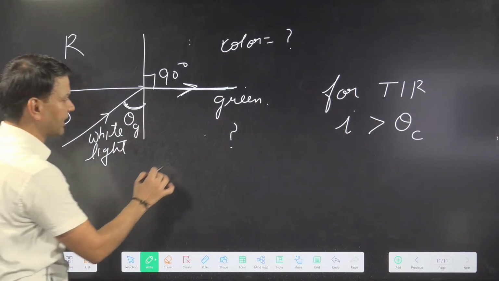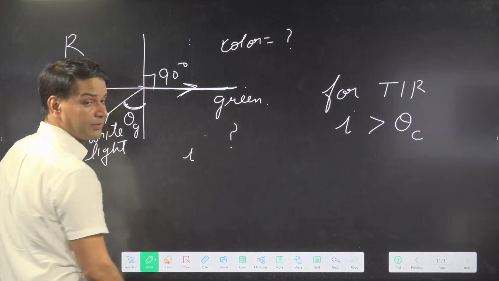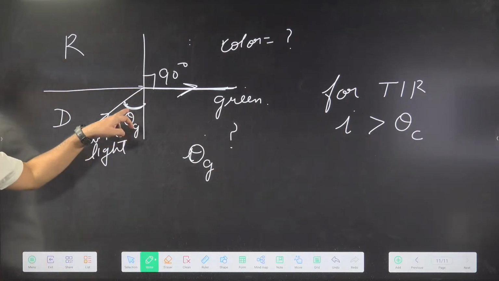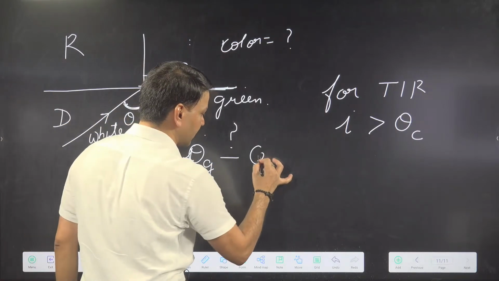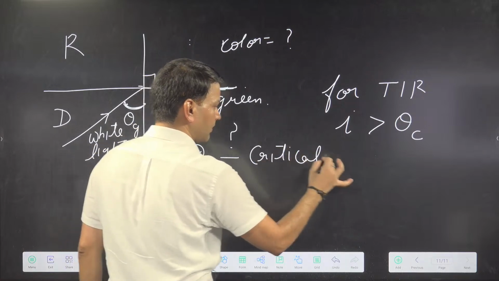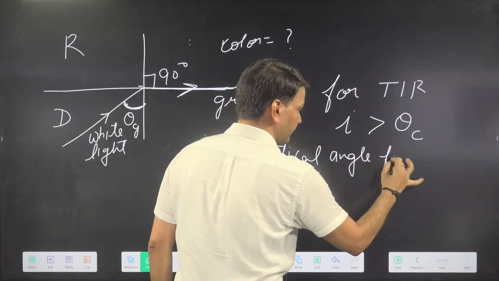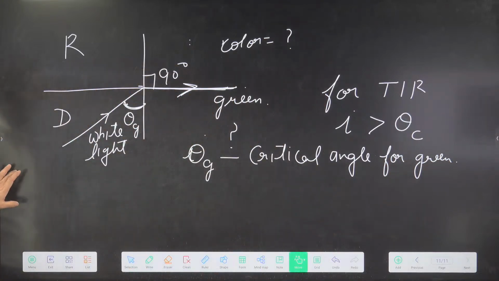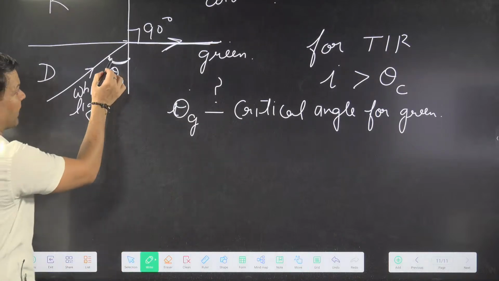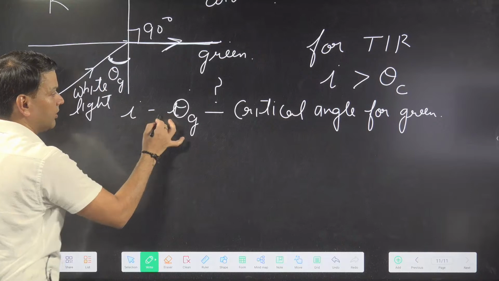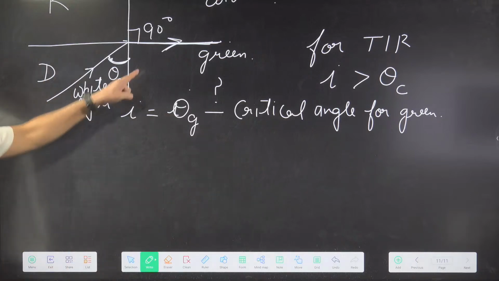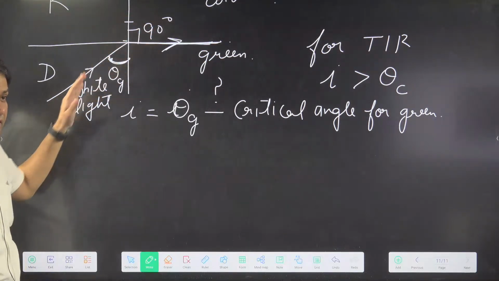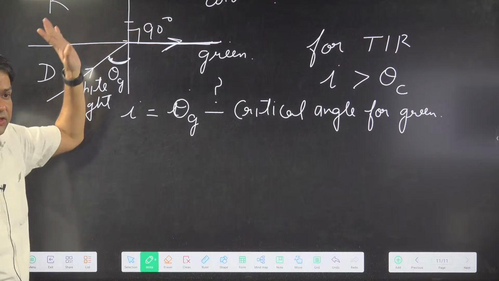Okay. So basically I can say the angle of incidence must be greater than theta C. And the incidence angle is theta green, which is the critical angle. Suppose I am taking theta G as the critical angle for green. Here the angle of incidence is equal to theta G. How do we decide? Because green is going like this. So what is the angle of refraction for green? 90 degrees. So the incidence angle is the critical angle for green.